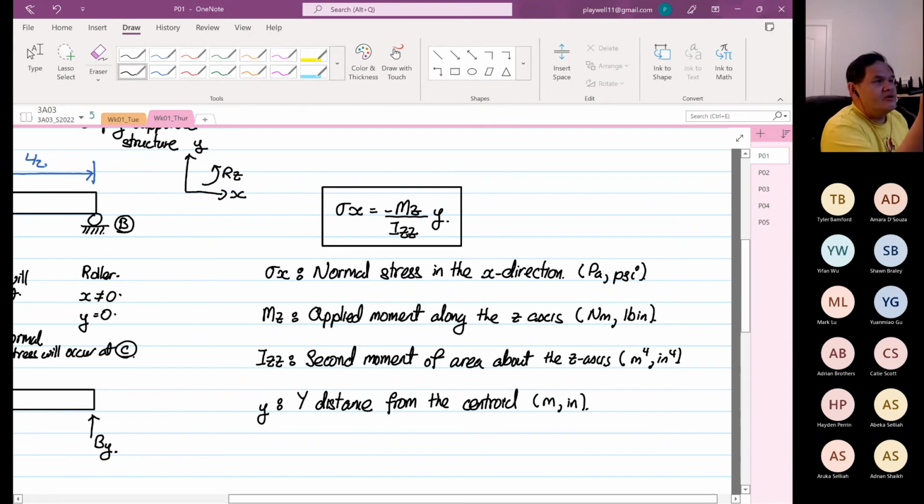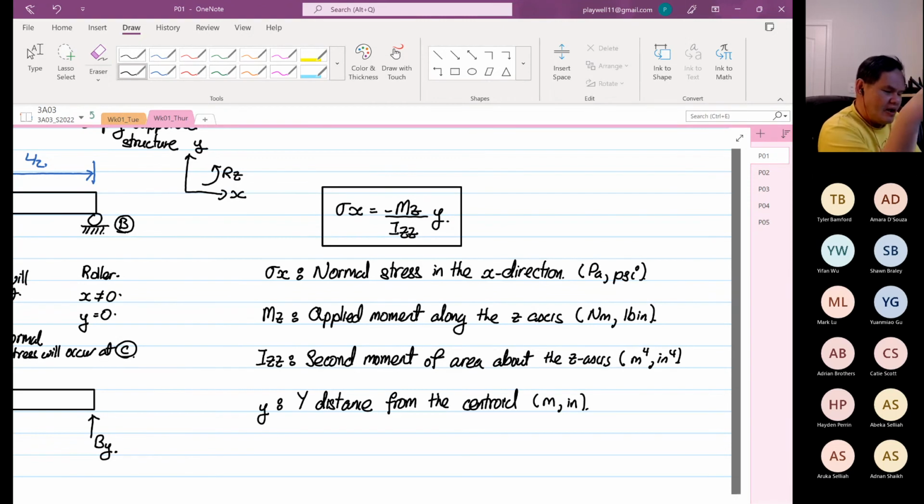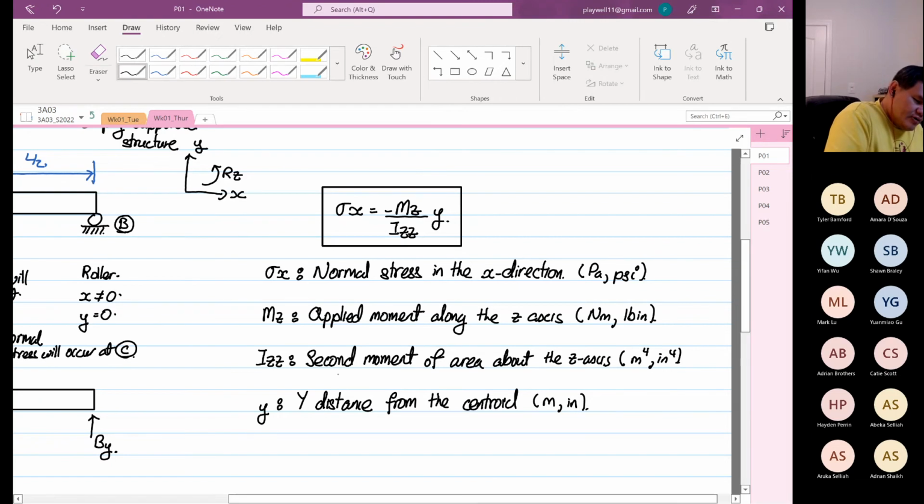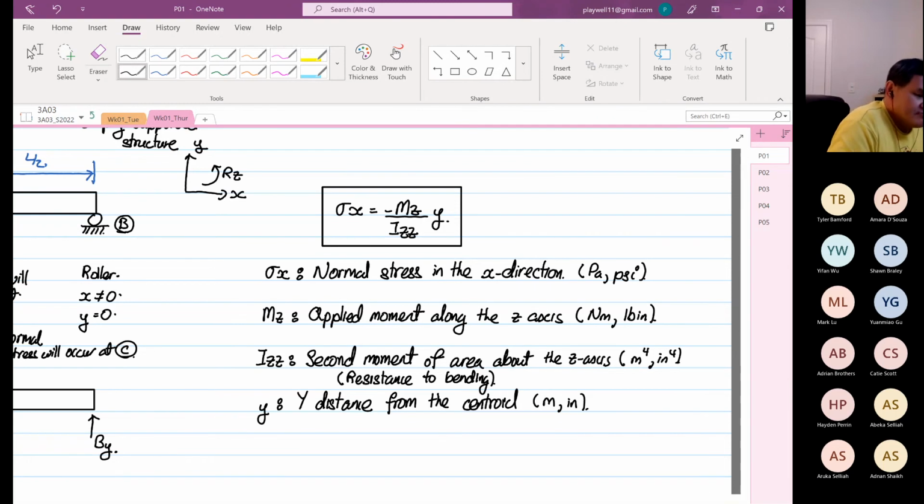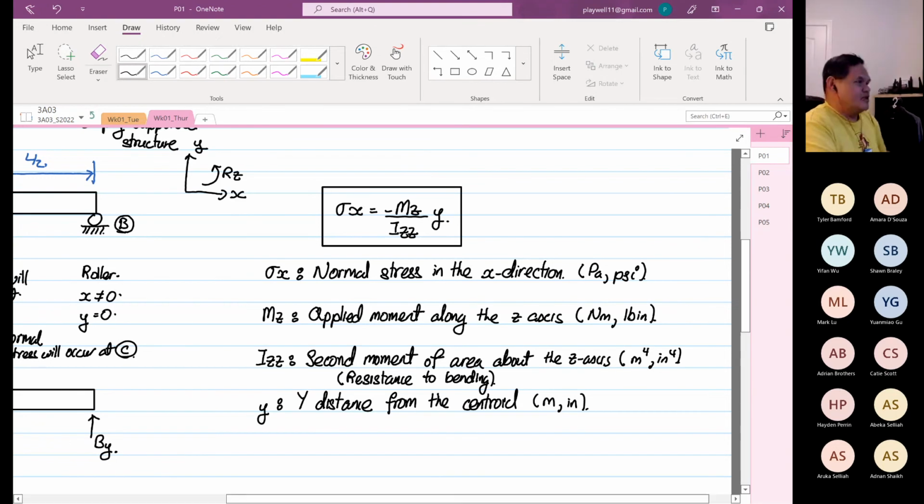Okay, so second moment of area in layman's terms, by looking at this equation where stress x is equal to Mz over Izz multiplied by y. Another way of referring to second moment of area is the resistance to bending. So if someone asks you what you mean by second moment in this formula, it is the resistance to bending. Okay, so I'll write up the mathematical representation over here.